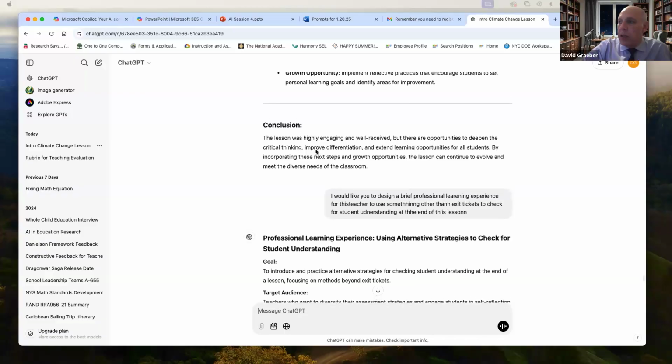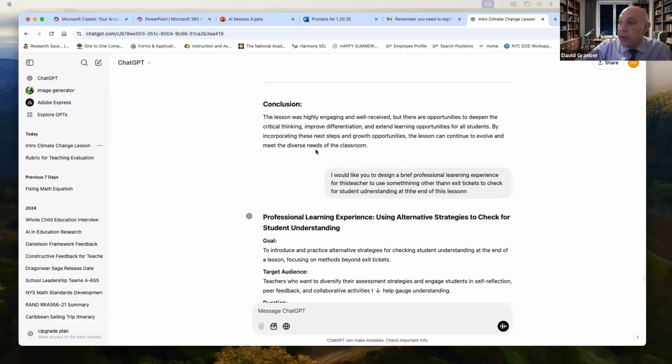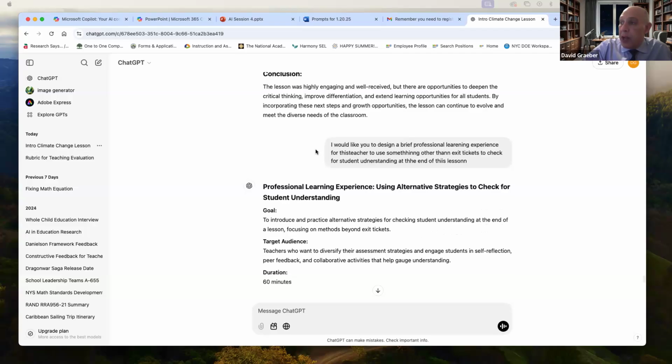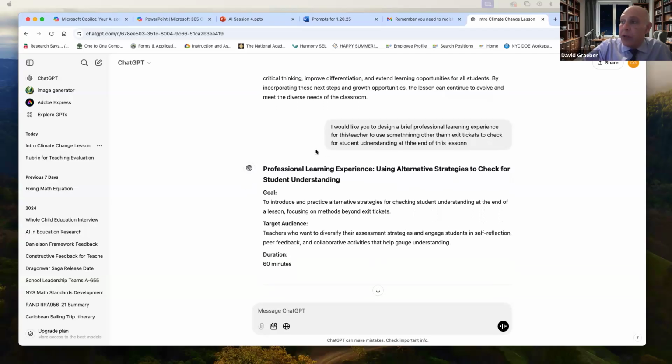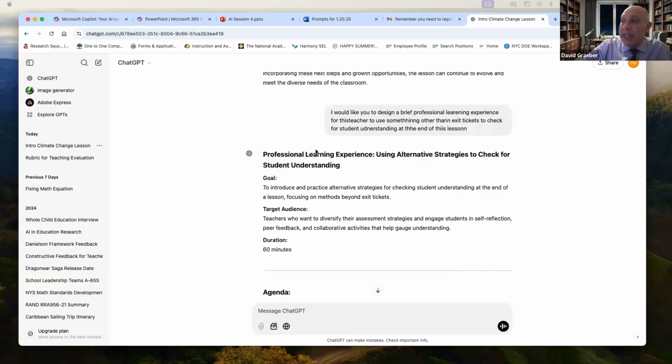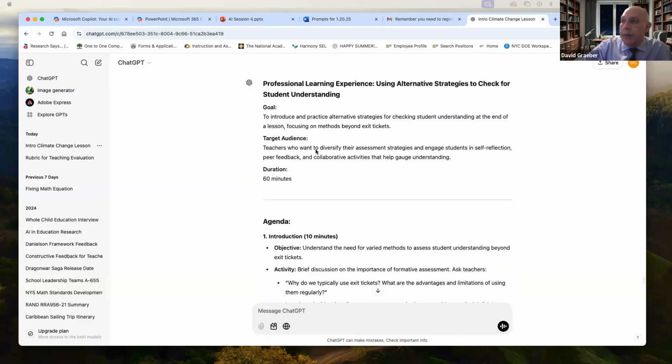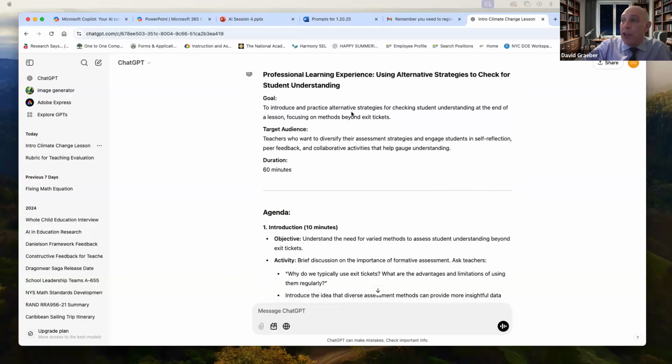So I would like to design a brief professional learning experience for this teacher to use something other than exit tickets to check for student understanding at the end of this lesson. So what did it do? It created a professional learning experience using alternative strategies to check for student understanding. Introduce and practice alternative strategies for checking student understanding at the end of a lesson, focusing on methods beyond exit tickets.